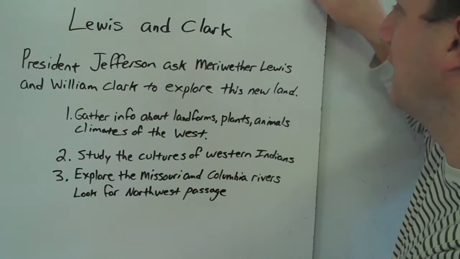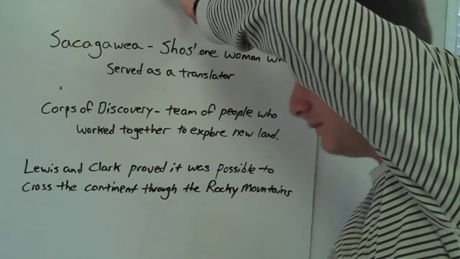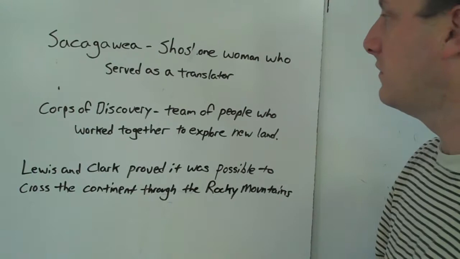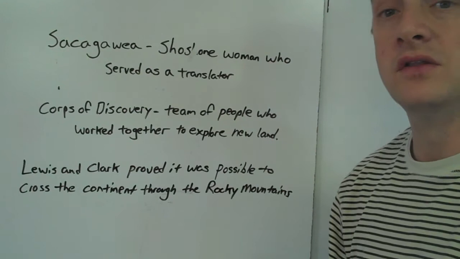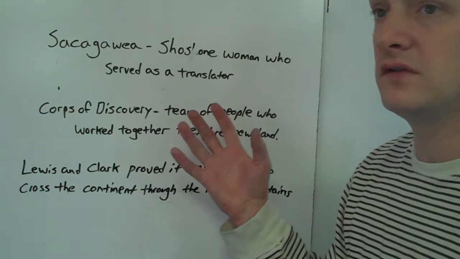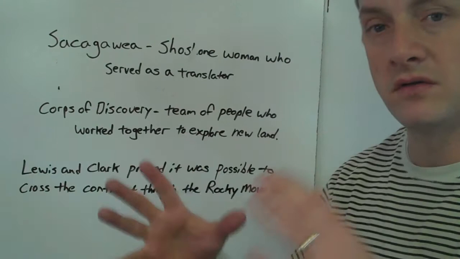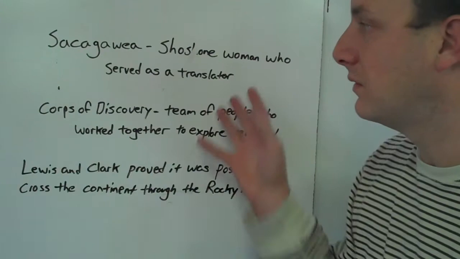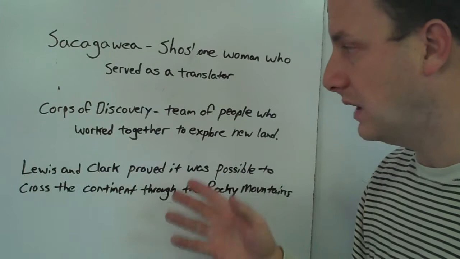Now, on this trip, Lewis and Clark hire a lady by the name of Sacagawea. She was a Shoshone woman who served as a translator. She's very important because Lewis and Clark could not speak the different languages of the various native tribes they would come in contact with. Sacagawea could, and she would translate to let the native people know that Lewis and Clark and their Corps of Discovery were coming in peace, that they were not coming to take their land. Therefore Sacagawea is very important on this trip.